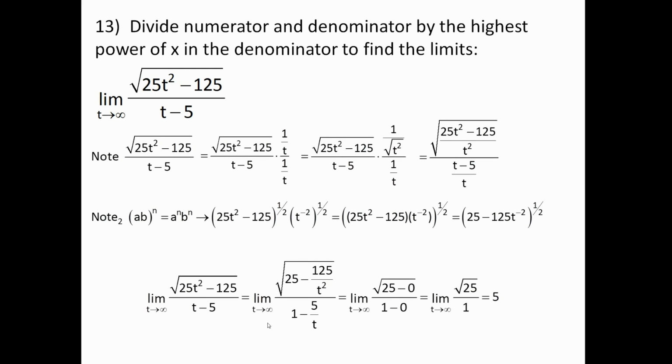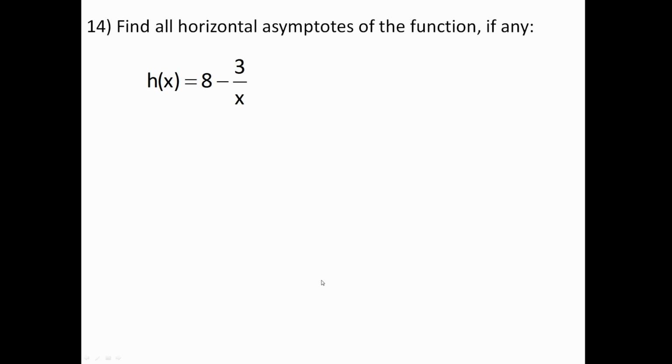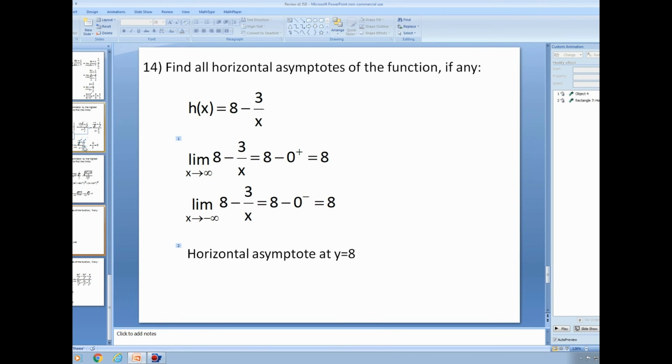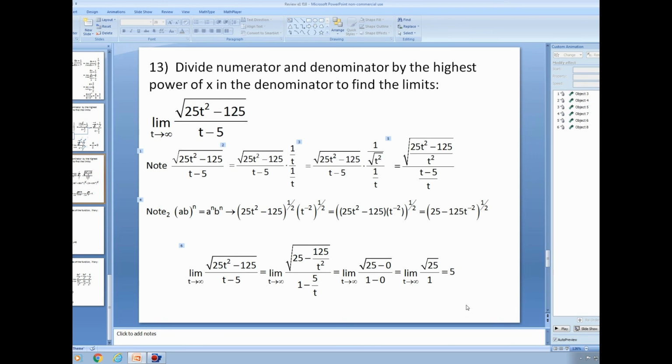So now, as t goes to infinity, what happens? Now we're in a position where we can take the limit. Anyway, what happens? This term, as t goes to infinity, goes to 0. This term goes to 0. So what's left is the square root of 25 minus 0 over 1. The square root of 25 is 5.